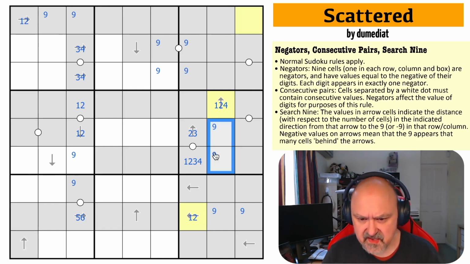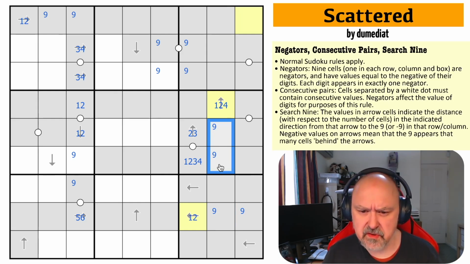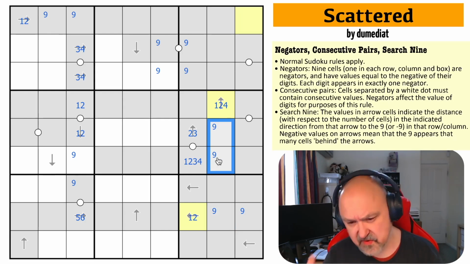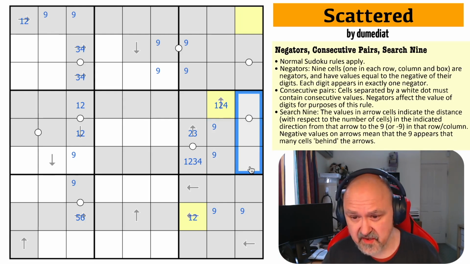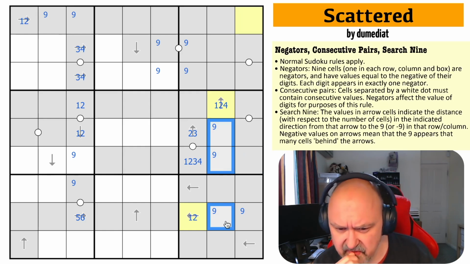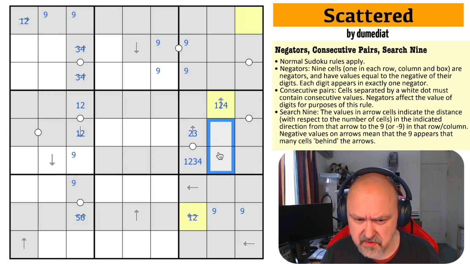Oh, the 9 is in... No, the 9 is in one of those. Hang on. No, does 9 have to be in one of those? Why do I have 9? 9 is in one of those 3, isn't it? I pencil marked that in. But I think 9 can be over here. This is one of 3 possibilities for 9 in the column. This is correct, but I don't think that is correct in the box.